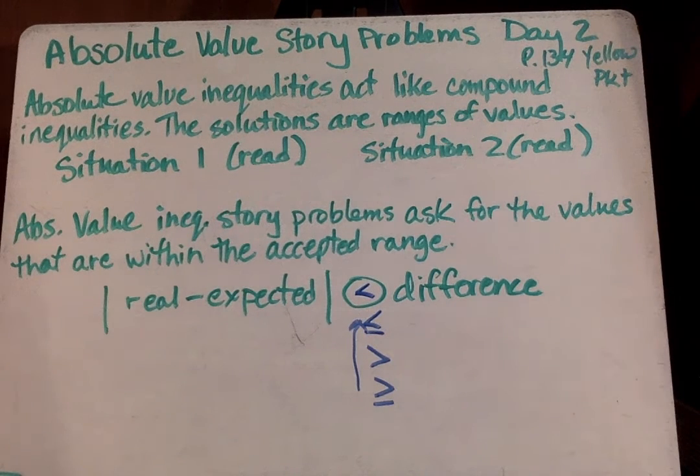Remember that if it's greater than a certain range, you're going to use an or, and it's going to be greater than. If it's less than, like it's within a certain area, then it's an and. So remember then it's going to be less than.